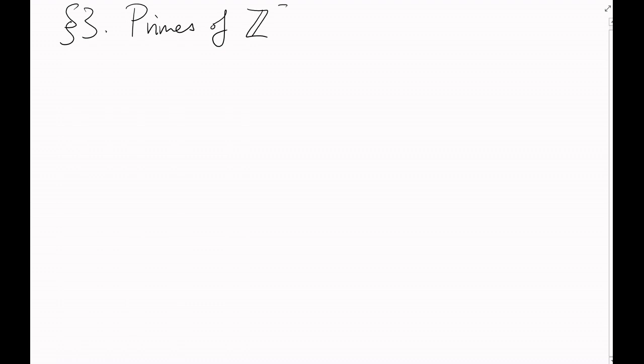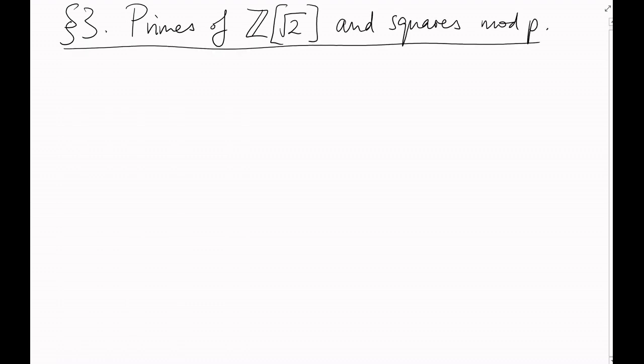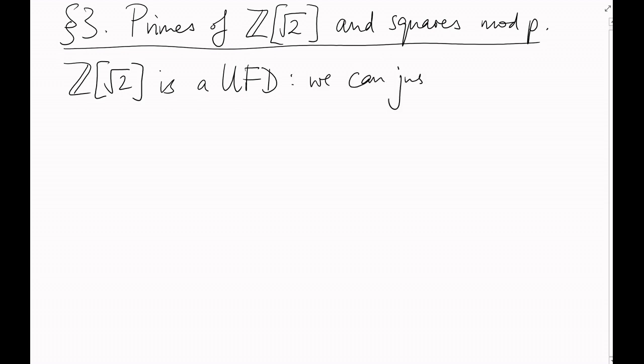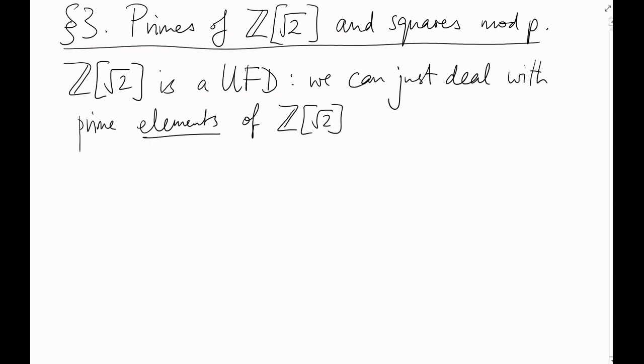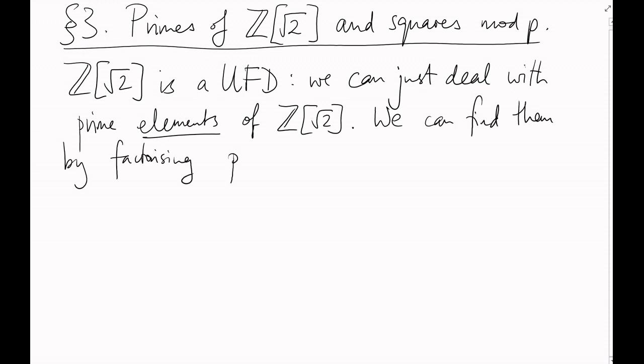Section 3. Primes of Z adjoin root 2 and squares modulo p. Let's take Z adjoin root 2 as the example. Z adjoin root 2 is a unique factorization domain, so we don't have to deal with ideals. We can just work with prime elements. As always, we can find all the prime elements of Z adjoin root 2 by simply factorizing all the primes of Z inside Z adjoin root 2.